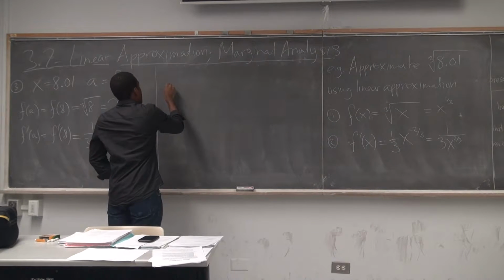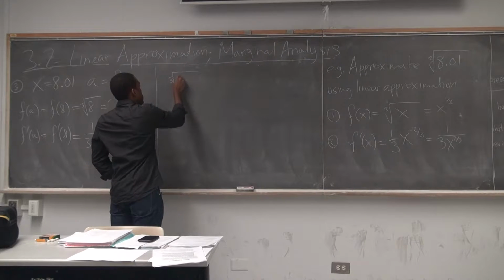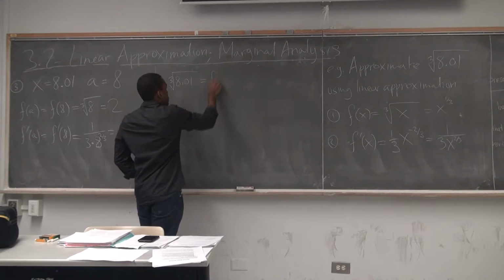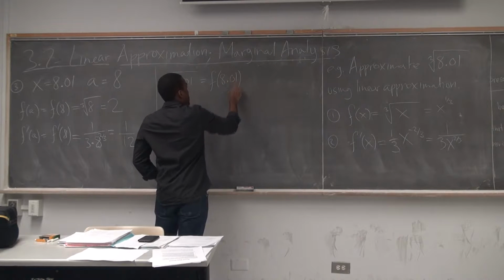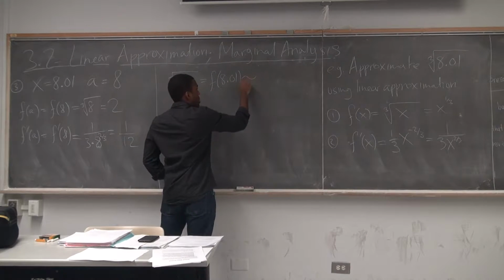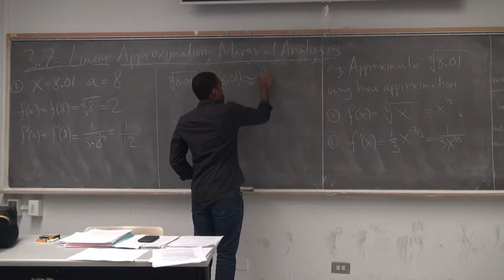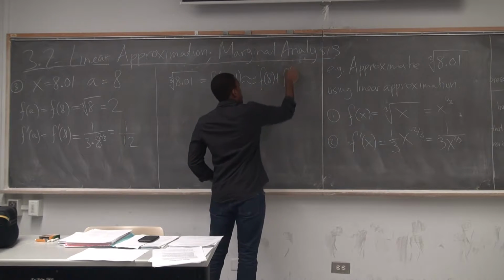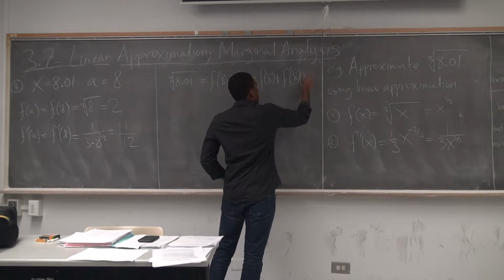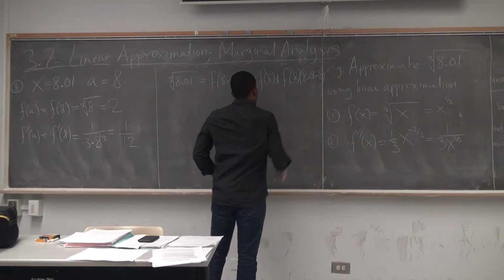So now we can get down to business. This means that the cube root of 8.01, well, that's just f of 8.01. That's not a nice number, so I'm going to approximate that using f of 8 plus f prime of 8 times 8.01 minus 8.